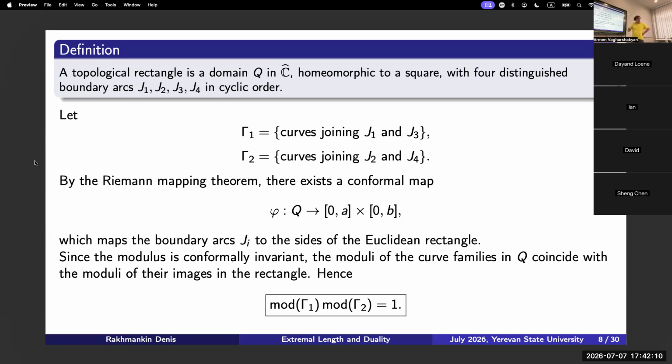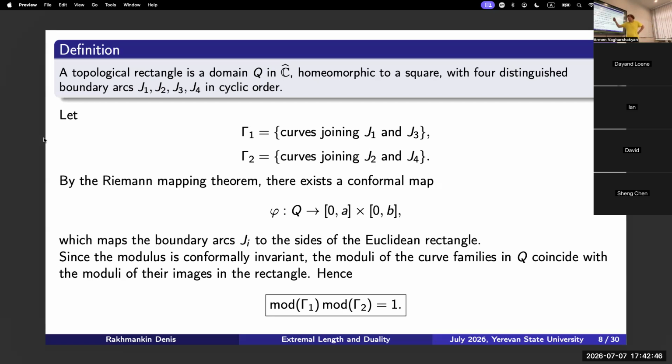Sorry, but it's not only for Jordan boundary, but I'm not really a professional in that, and I'm not sure whether it's true, because it's a tricky moment. Basically, the Jordan boundary also comes with the characteristic extension: the conformal map has a homeomorphic extension. So you can basically identify these J1, J2, J3, J4 with the boundary arcs of the rectangle. That's exactly what I want to have.